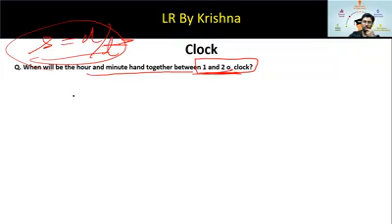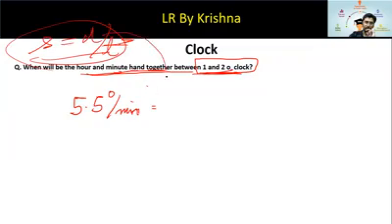See, guys, what is the question? When will the hour and minute hand be together, right? If I'm using the relative speed, what is the relative speed? 5.5 degrees per minute. Correct. Now think and tell me what will be the relative distance when the two hands are together?